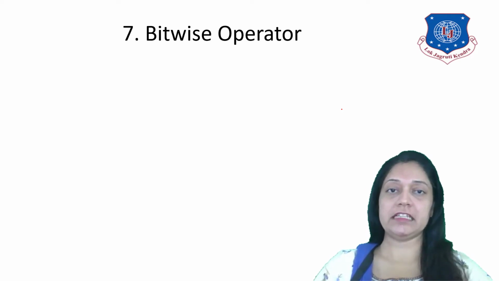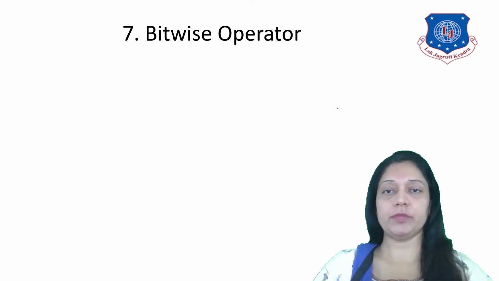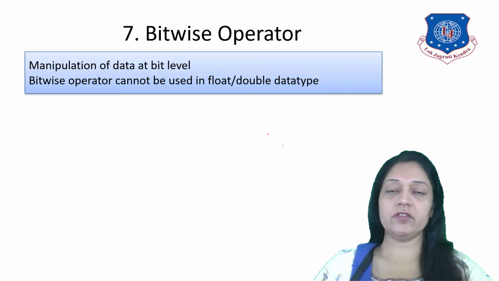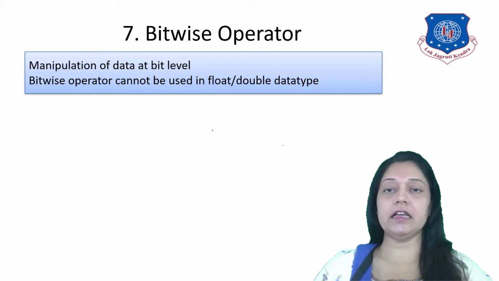So today we are going to see the seventh operator, which is the Bitwise Operator. Bitwise Operator, as the name suggests, works on bits. Each number is converted into a sequence of bits, so these bitwise operators work on these bits. Bitwise operators can only be used with integer data types, that is, whole numbers. They cannot be used with float or double data types, or with floating point numbers. They can be used only in the case of whole numbers.